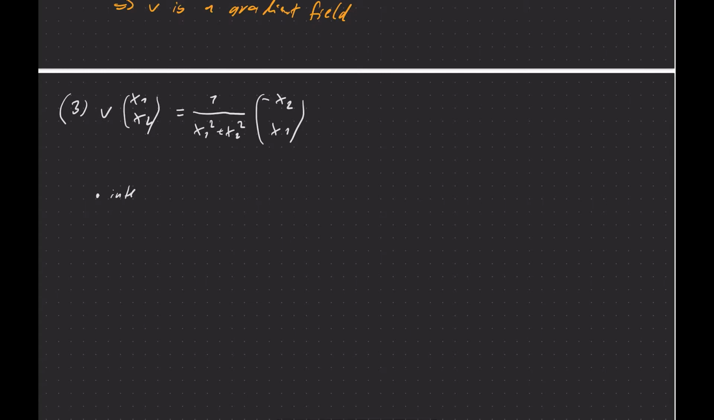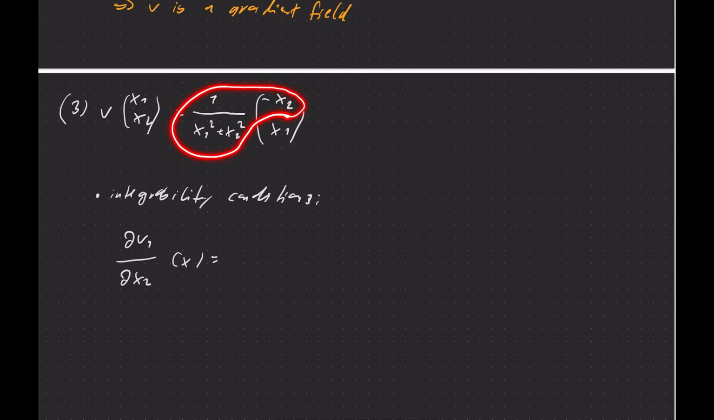Again, let's have a look at integrability conditions, how these change. You will remember that those were not satisfied with the first example. So let's compute them again. Let's see, dv1 with respect to dx2 of x. So we need to differentiate that first coordinate. And that is now minus x2 over x1 squared plus x2 squared. So let's apply the quotient rule to do that.